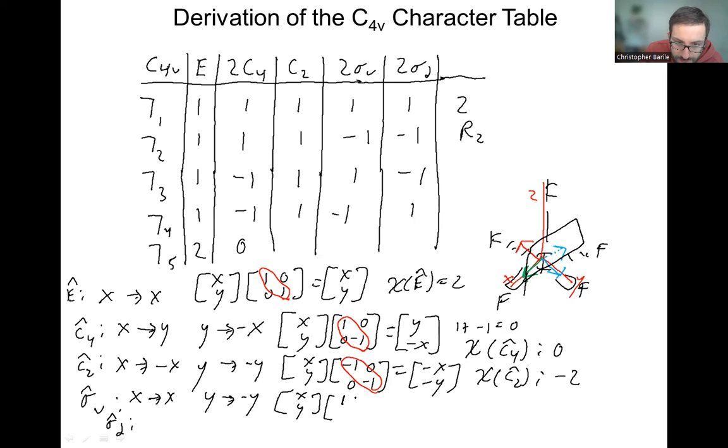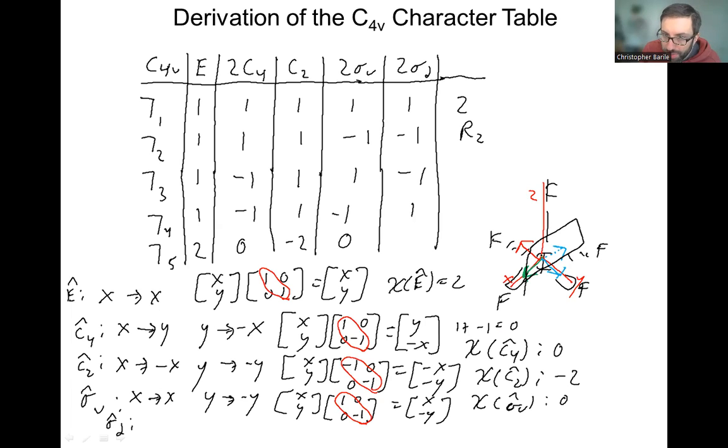x goes to x, and y goes to -y, excuse me. The trace of that matrix is 0: 1 plus -1. Chi of sigma v is 0. So that was here, and from before I didn't fill it in, we get -2.